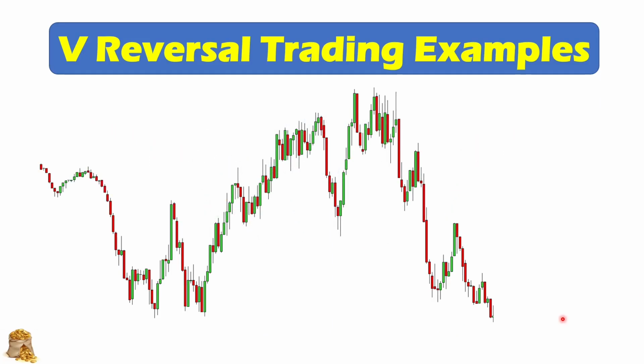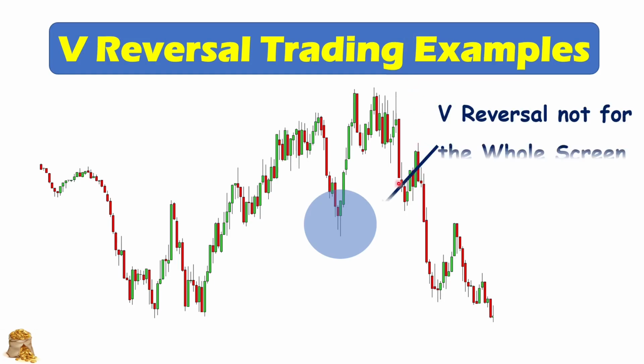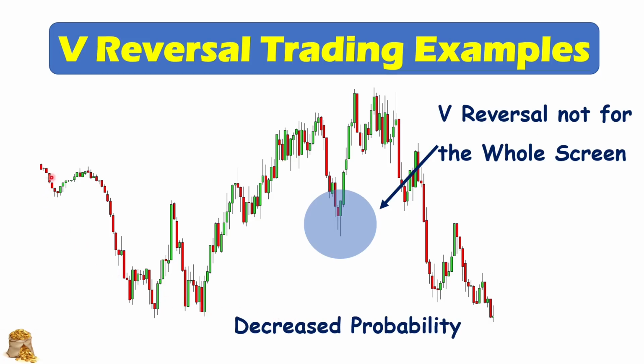Let's take a look at this example. Clearly we can see this is a V reversal here. However, this V reversal doesn't go up even further. That is because this V reversal does not count the whole screen. Like I previously mentioned, it is better to trade the V reversal, which is the whole pattern for the whole day. However, in this daily chart, we can see that this is definitely a trading range. And then this V reversal is only part of the whole trend. That is why the probability of the winning trade is very low.